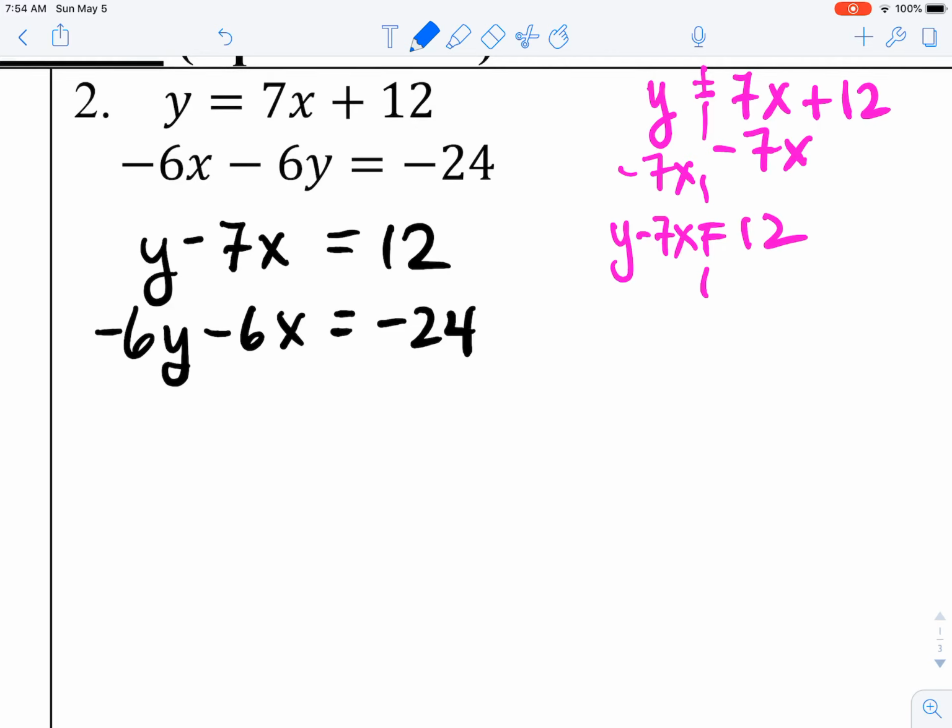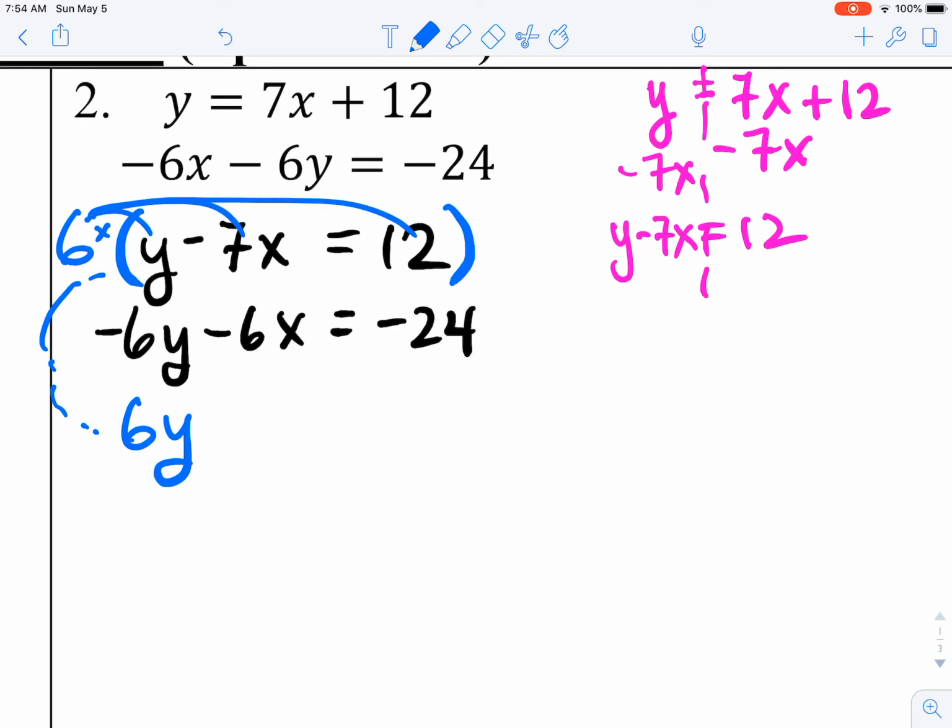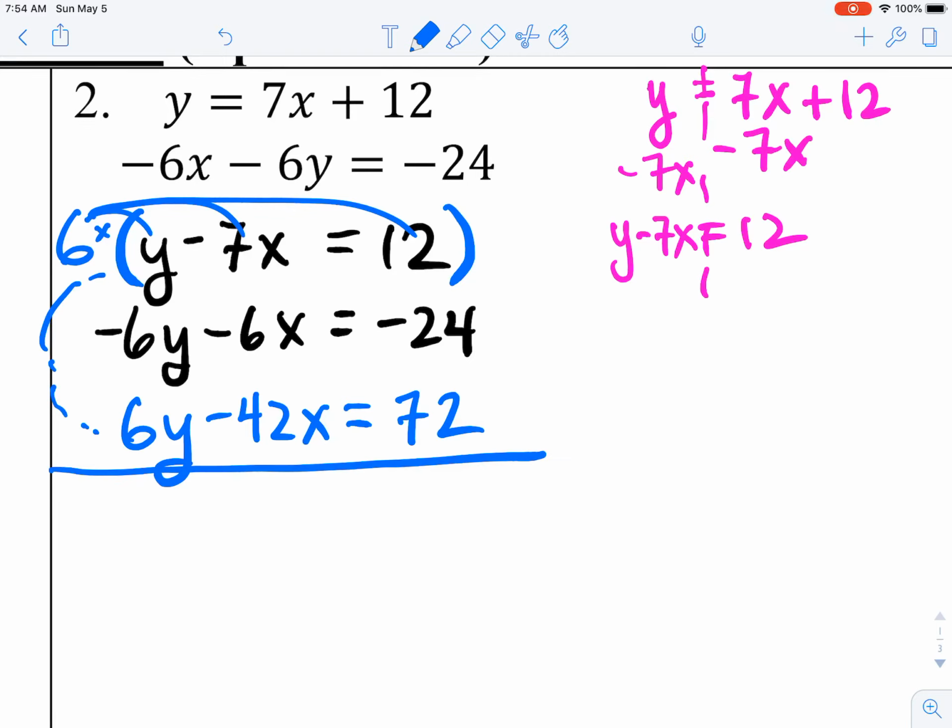So what I'm going to do is multiply this entire top equation by positive 6. So I'm going to do 6 times every single one of these things. And I'll bring that down here to be positive 6y. Do you see how that made positive 6y? So now when I add straight down in the next step, I'm going to have equal and opposites. 6 times negative 7 is negative 42x, and 6 times 12 is 72. Okay, now I did wing these numbers, so I hope they work out.